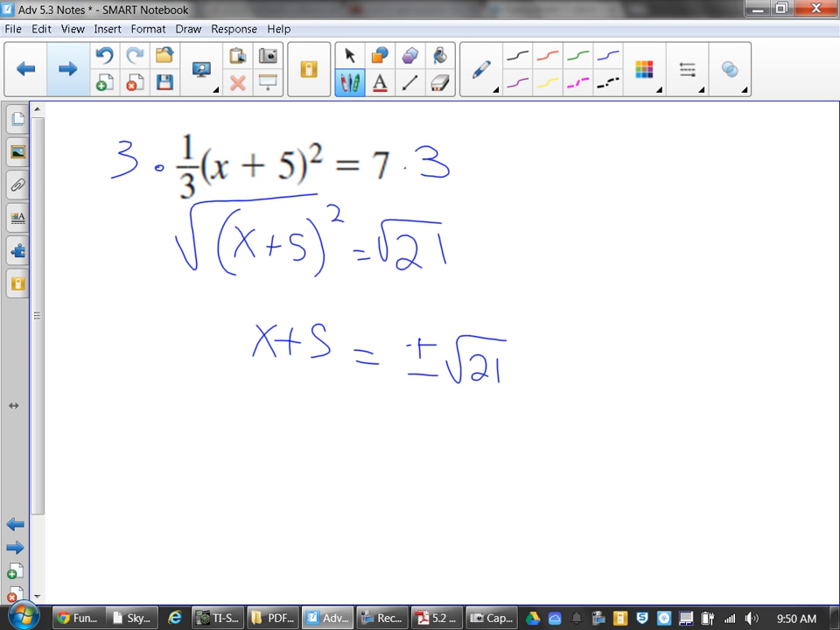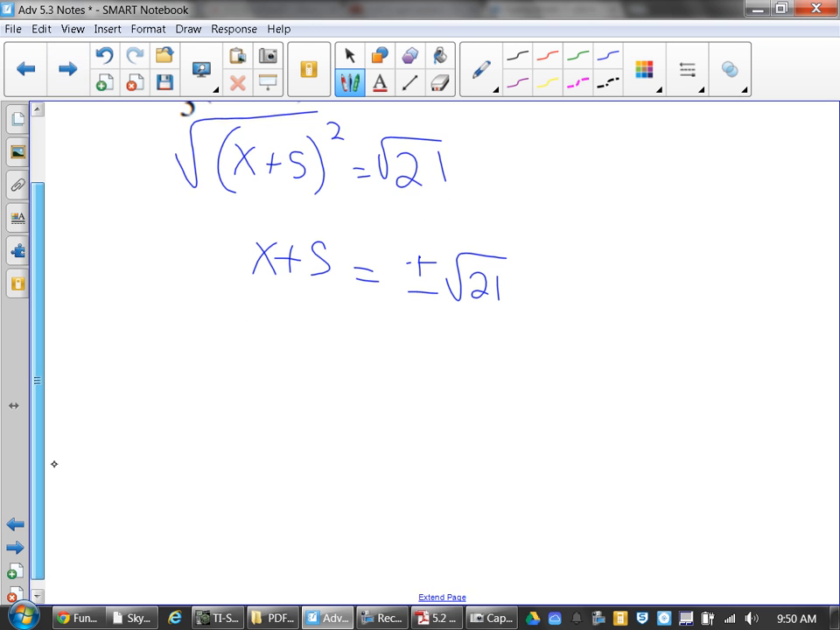You subtract. Now here's what I want you to do. When you move this over, do you agree that it's a negative 5? Put that prior to the radical. Put it in front. Negative 5 plus or minus the square root of 21. The reason why I like to do it that way is so you don't accidentally tack a minus 5 here and write 16. See what I'm saying? Put it in front.